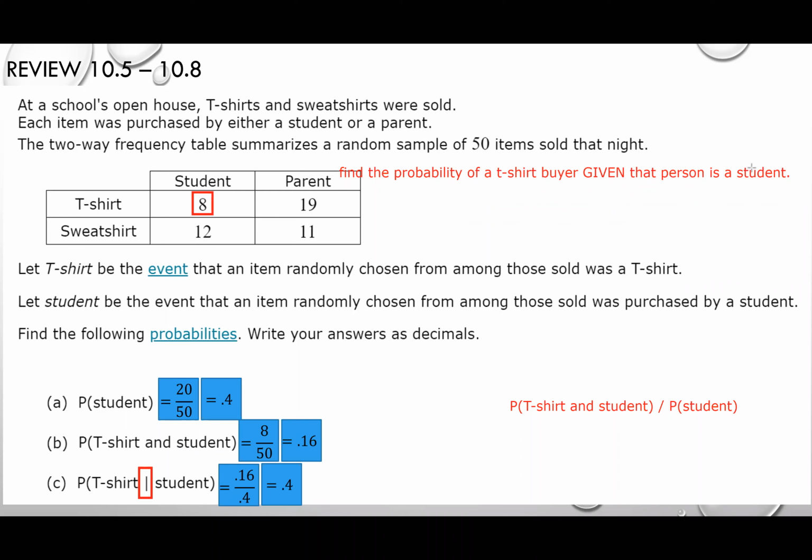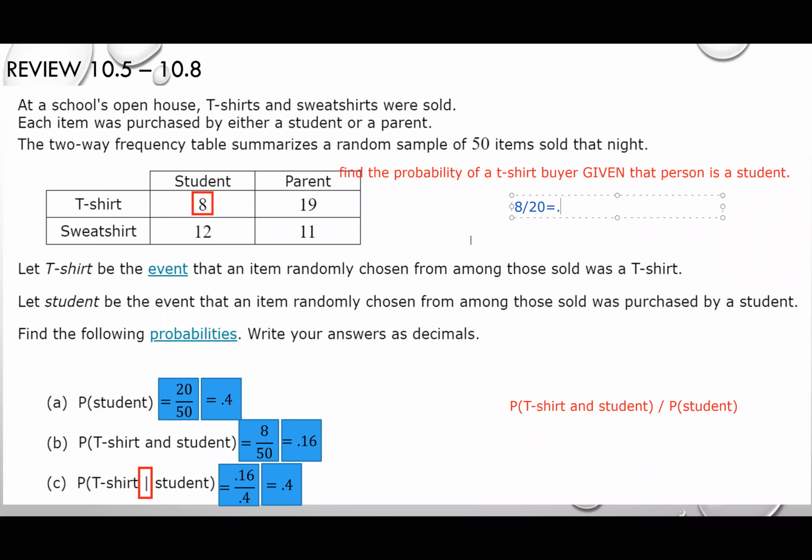If you remember, how many students do we have? We no longer compare to the 50 people. We only compare to the students. If you remember, this is what I told you: your student count is your new denominator. How many students do I have? I have 20 students. Of those 20 students, how many of them bought a t-shirt? Well, of that 20 students, there are 8 of them. And if you press this in your calculator, you still get 0.4.